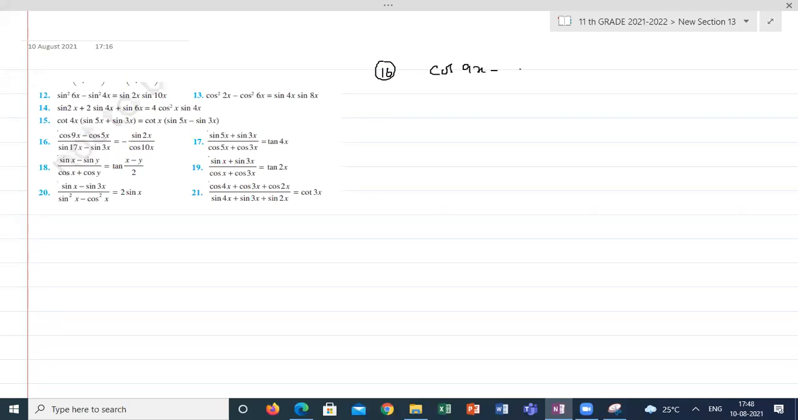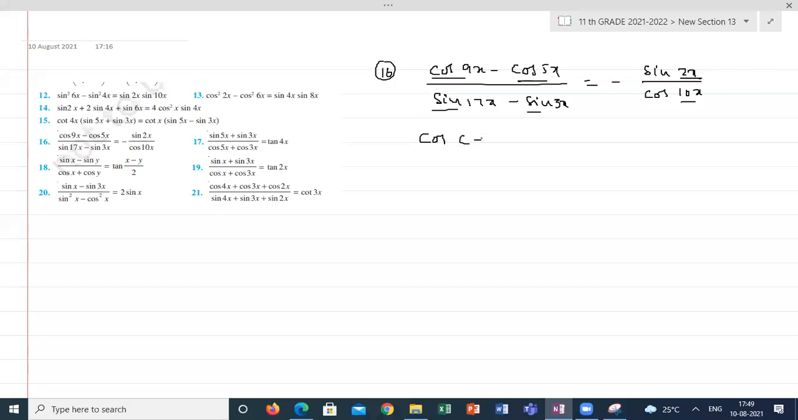Cos 9x minus cos 5x divided by sin 17x minus sin 3x. It's also the straight formulas. He's asking us to prove it equals minus sin 2x by cos 10x. It clearly shows the right side has single angles, while the left side is cos minus cos, sin minus sin with different angles. I am applying the cos c minus cos d formula and sin c minus sin d formula as per our discussions. Might be your textbook is different. What is the value of cos c minus cos d?